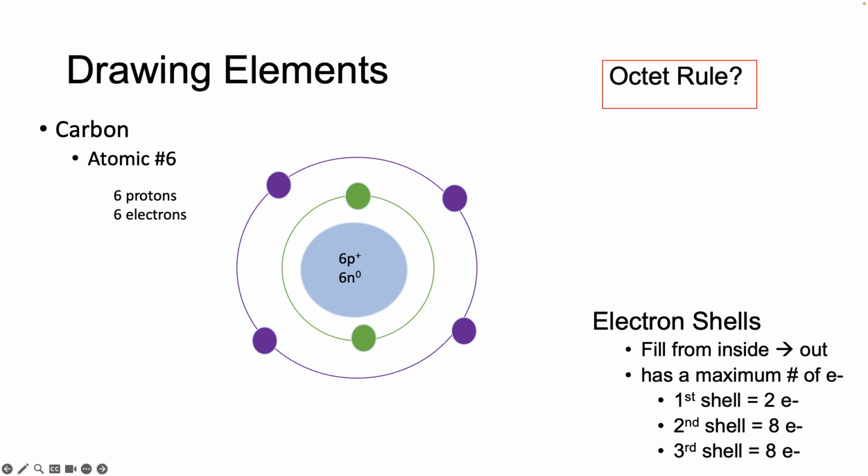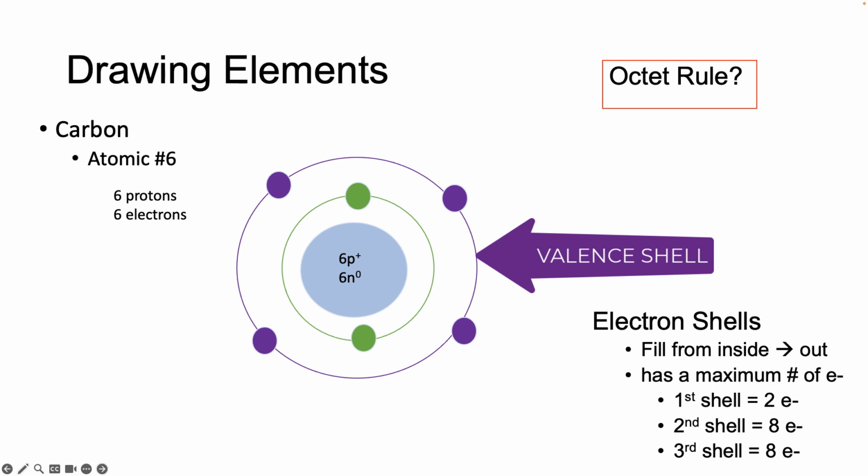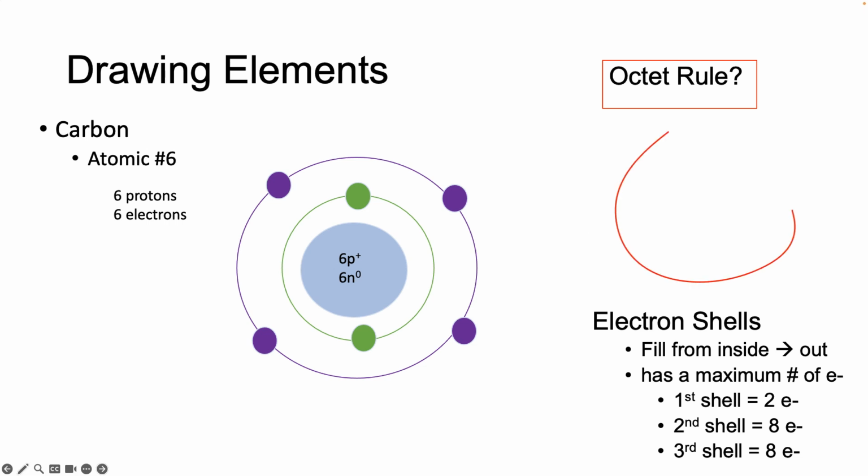Does carbon fulfill the octet rule? Well, let's take a look. The valence shell is this purple shell. It's the outermost shell. It can have up to 8 electrons, but it only has 4. So is it happy? Not really. Carbon by itself is fundamentally unfulfilled. So what does carbon do?